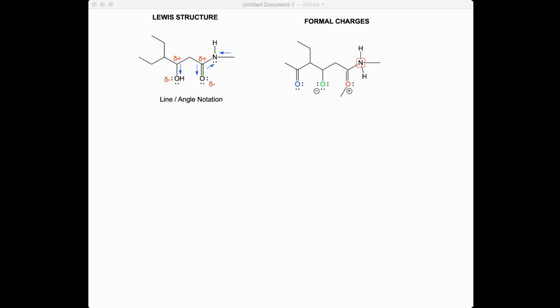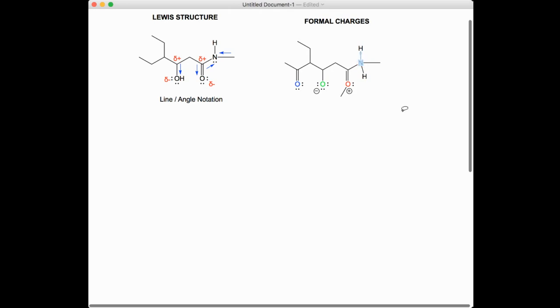4 bonds. 4 bonds, that's 8 electrons. Divided by 2, that's 4 electrons for nitrogen. Any lone pairs in that nitrogen? Did I draw any lone pairs there? No, right? So the total number of electrons is 4.